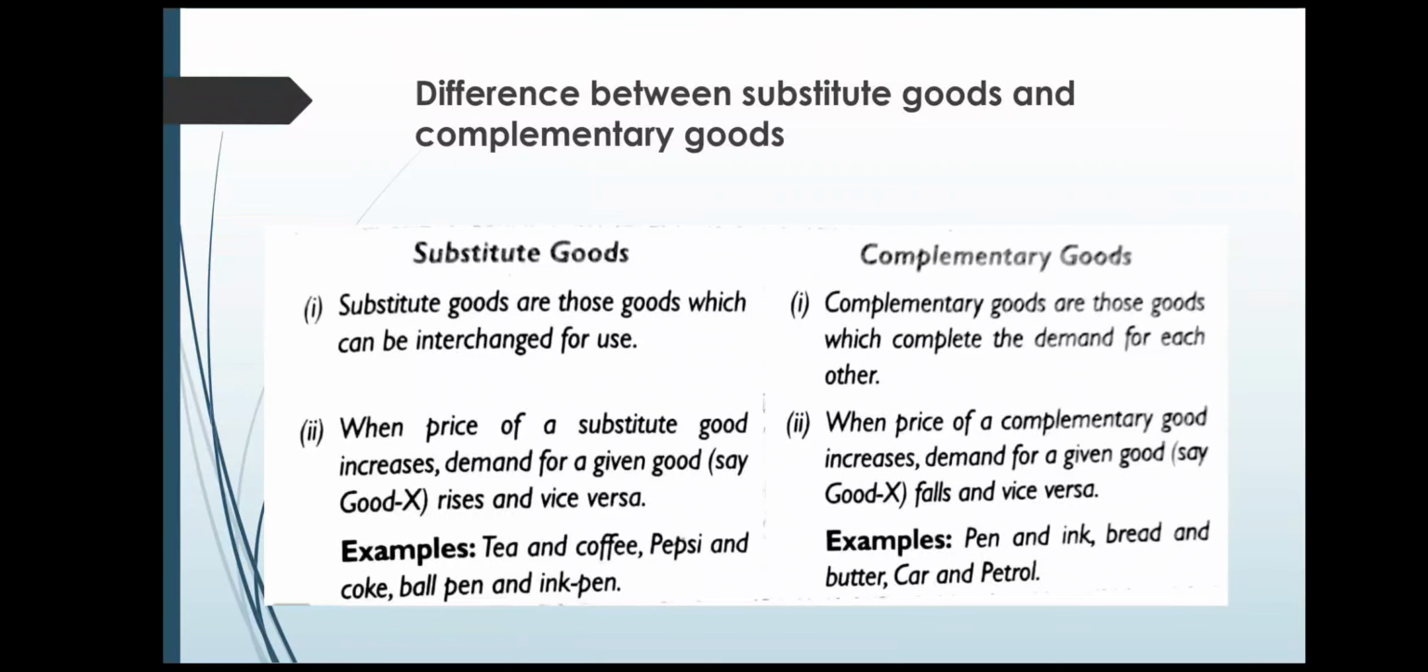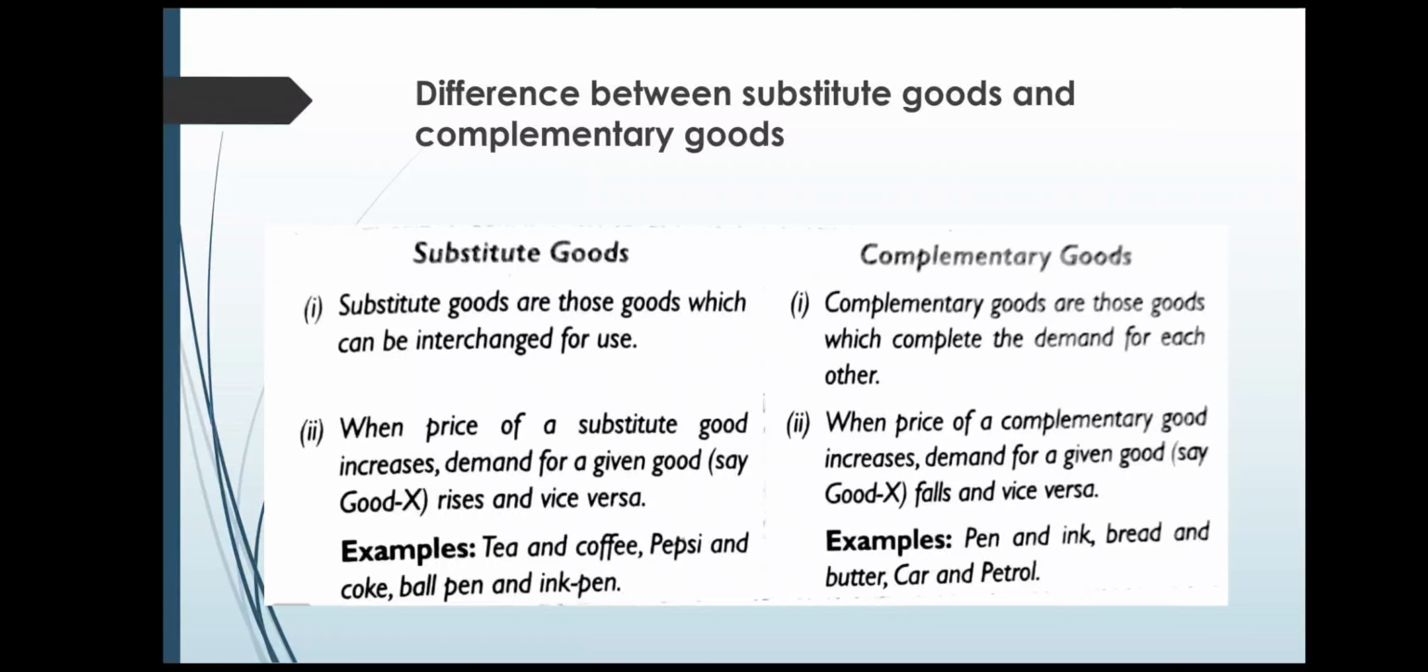Now there are a few examples for substitute goods. The examples are tea and coffee, because they can be used in place of another. Pepsi and Coke, again it can be used in place of another. Ball pen and ink pen, both are pen. So the consumer can substitute it. If they prefer to use ink pen, but ink pen's price is rising, then they can switch on to ball pen.